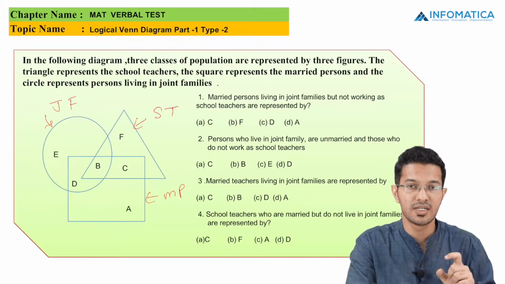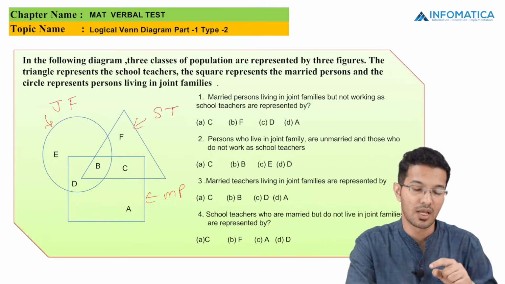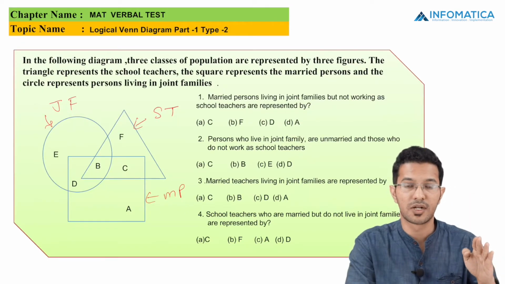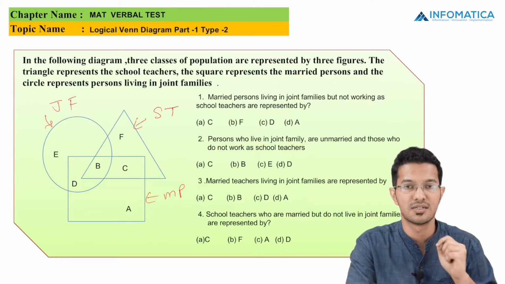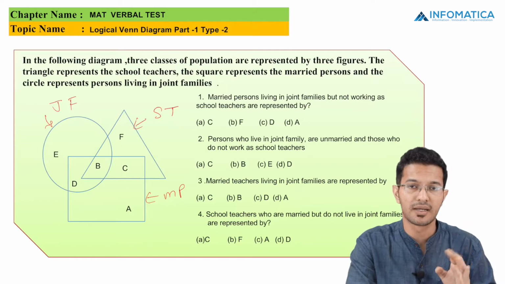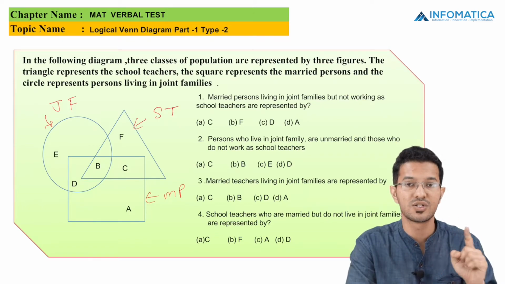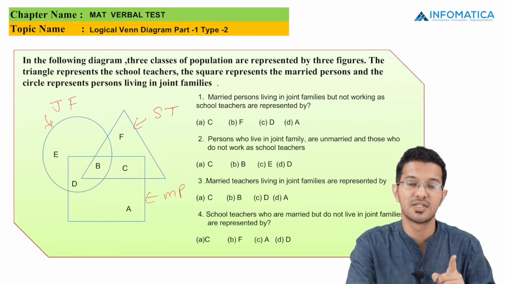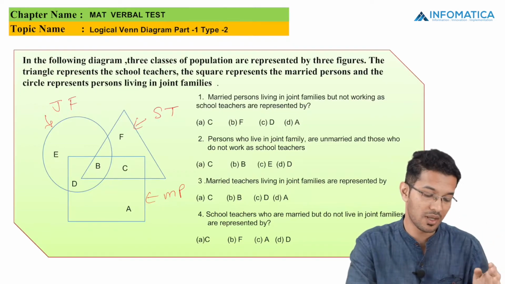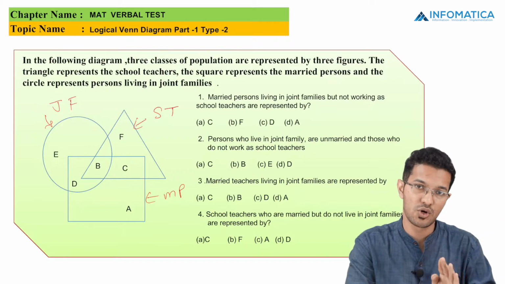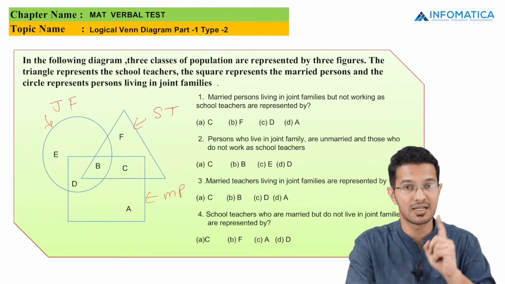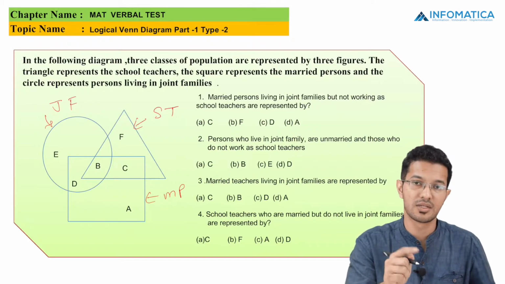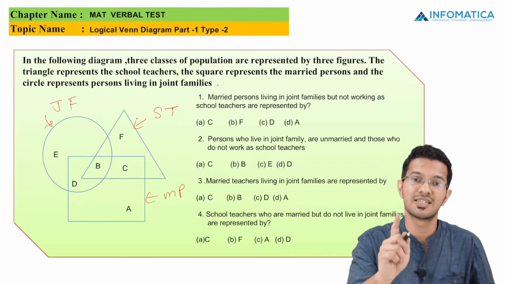Now I know that school teachers are represented by triangles. Now if I look at the letter B, it is common to all three. It is common to the circle, triangle as well as the square. But if I look at the letter D, it is not common to the triangle. So this will be the answer to our question, which is D. The capital letter D is nothing but the people who are married people. They are living in joint families and also they are not working as school teachers. So the answer to this question will be option C, which is capital letter D.